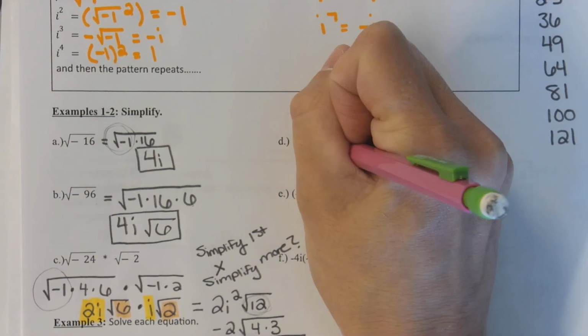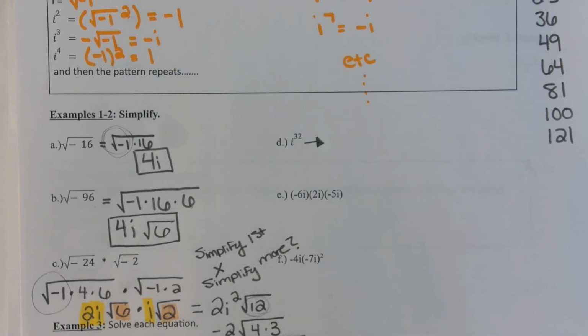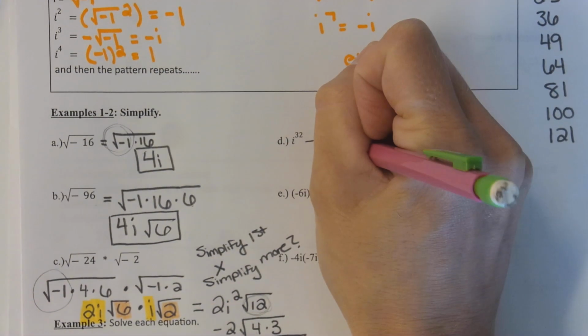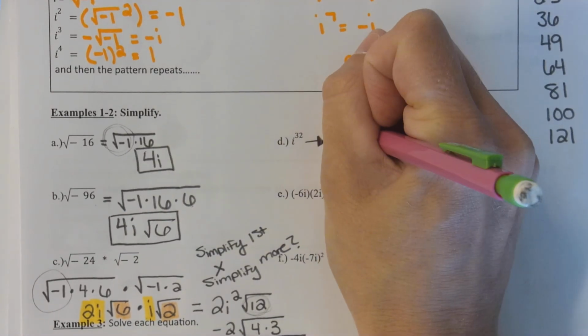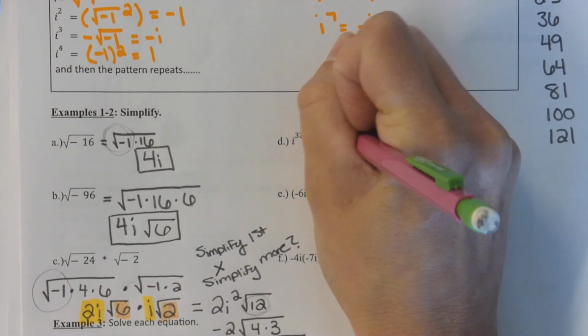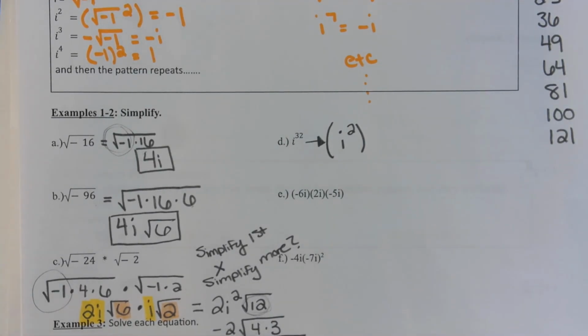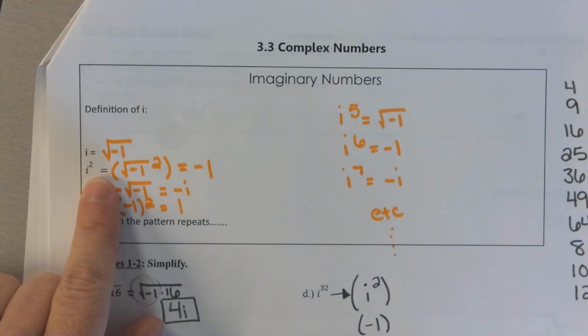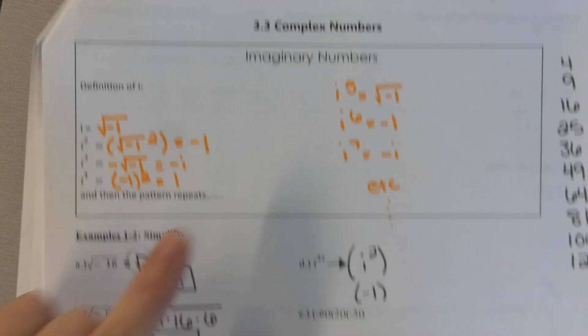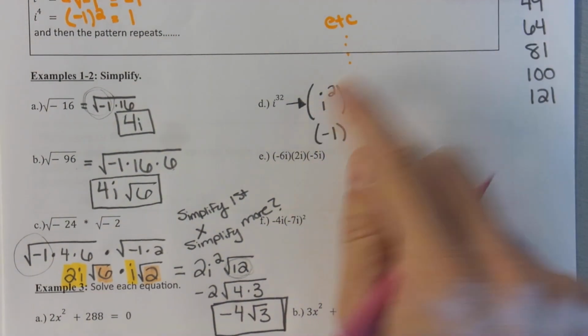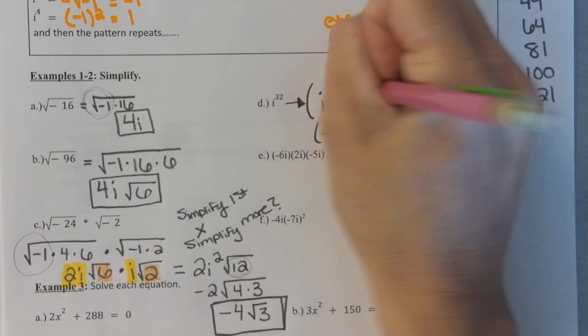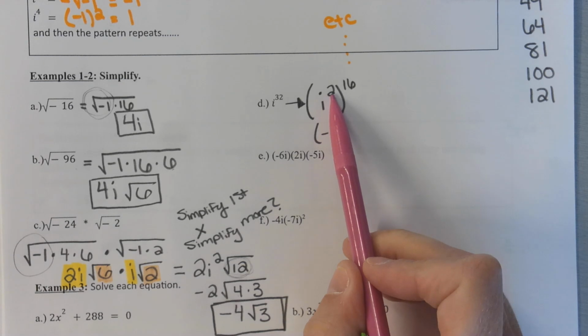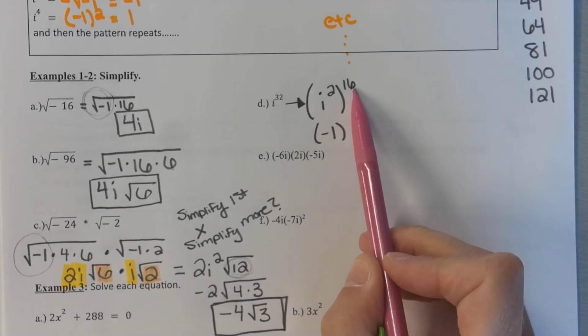If it's even, do you see how i to the 32nd, 32 is an even number? If it's even, what I like to do is rewrite it as i to the second, because I know what i to the second is. What's i to the second? -1, right? If I go back to this list, i to the second is -1. So I'm going to rewrite this as i to the second to the 16th, because if I do 2 times 16, I'll get back my 32.